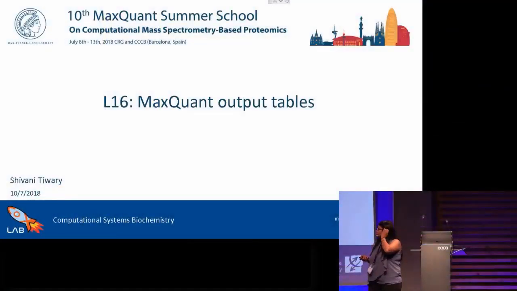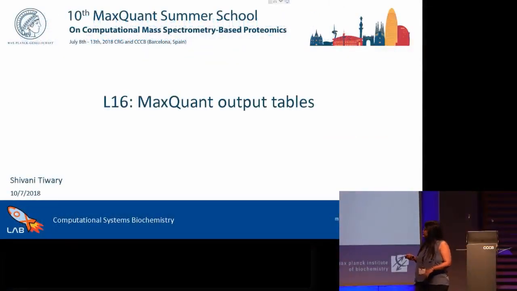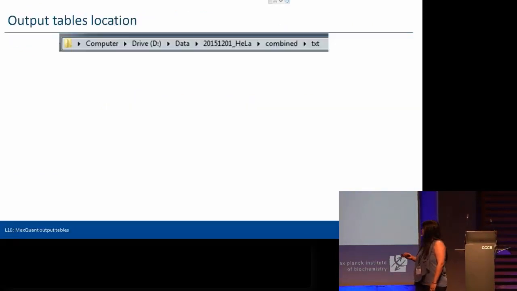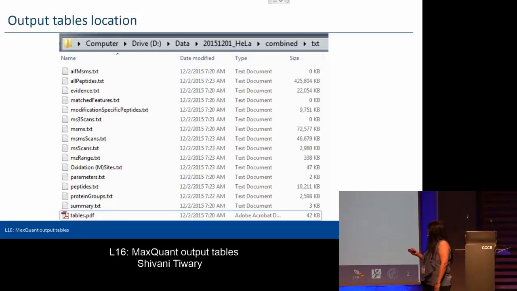In this session, we will talk about MaxQuant output tables, and we'll try to get familiar with the tables generated by MaxQuant after the MaxQuant run is done. Feel free to raise hands to ask questions in between. So where you can find the output tables when your MaxQuant run is done: go to your project folder, and there you find a combined folder, and in that you find a text folder, and there you see all the MaxQuant outputs.